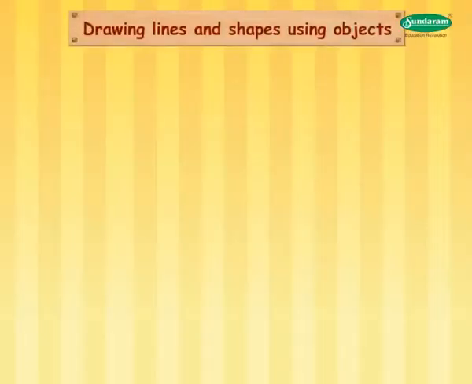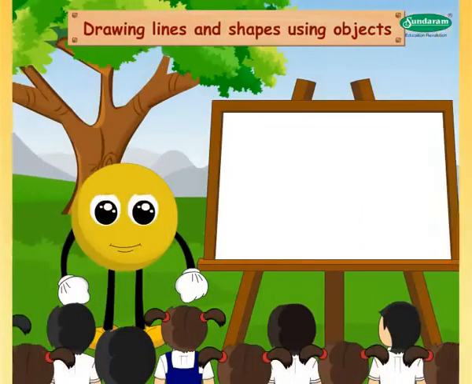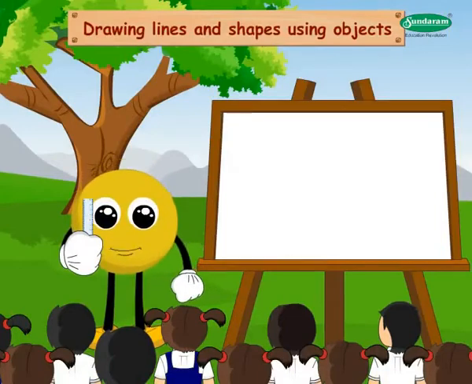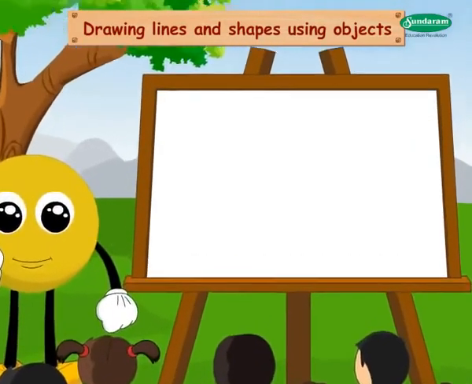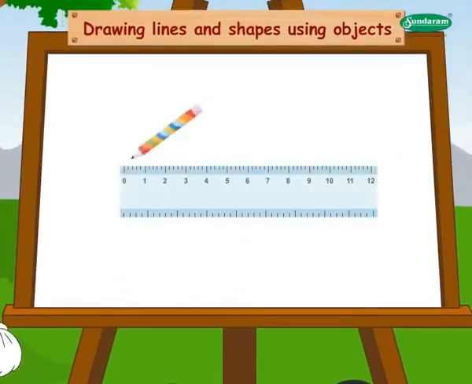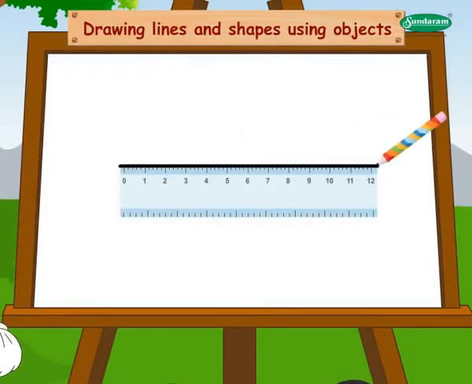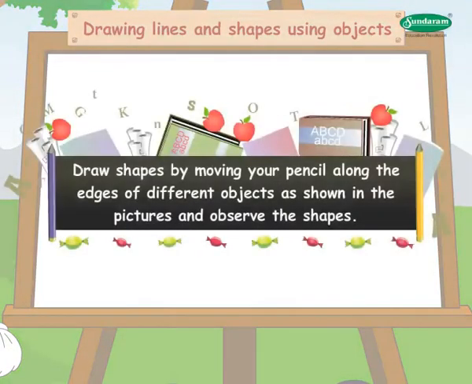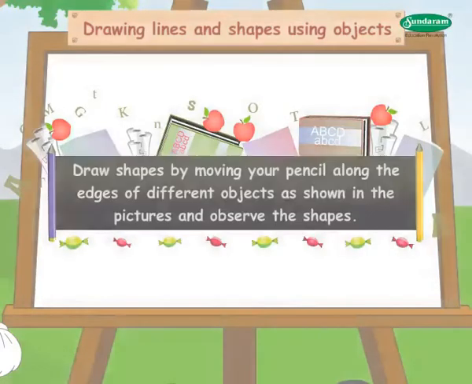Drawing lines and shapes using objects. Observe how a line can be drawn using a ruler. Draw shapes by moving your pencil along the edges of different objects as shown in the pictures and observe the shapes.